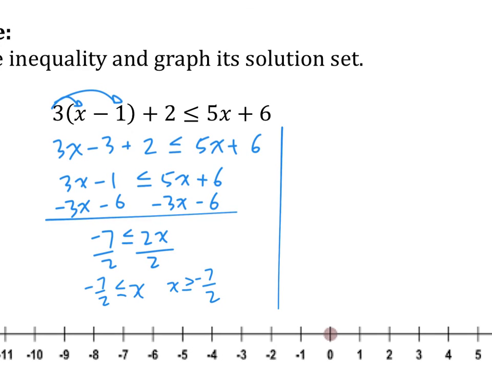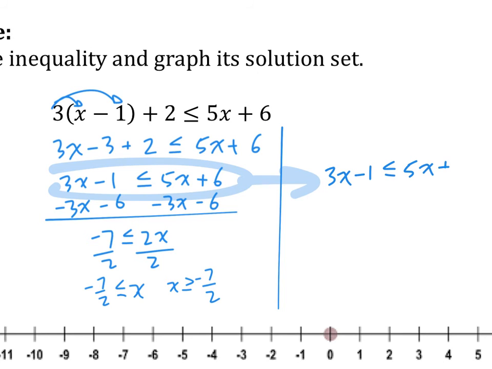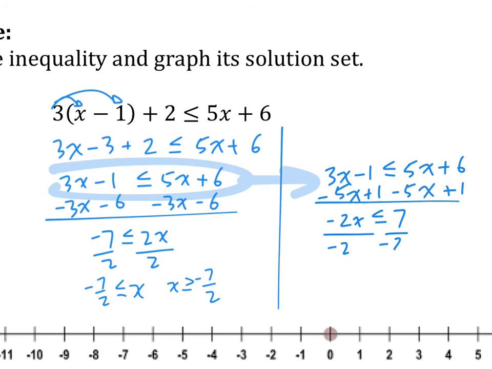Let's say that you didn't do it this way. At this point here, you didn't do what I did. Okay, let me rewrite it. Let's say you move the 5x instead, which is totally fine. You would get negative 2x less than or equal to 7. When that happens, you have to divide by negative 2. And you know what happens when you divide or multiply by a negative number in an inequality. You have to switch the sign. So this is x, and this side is negative 7 over 2, but the sign switches. So make sure you do that. That way you get the correct answer.